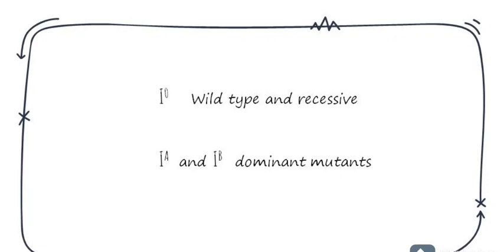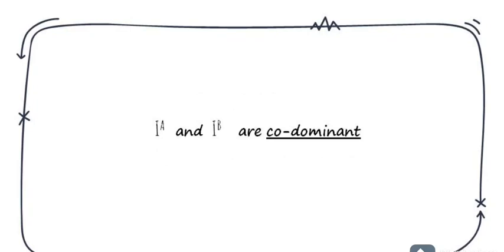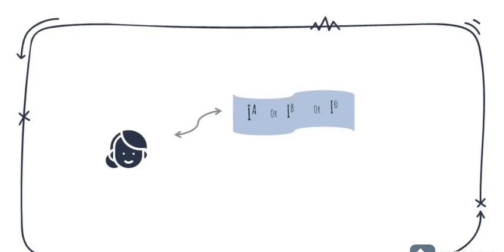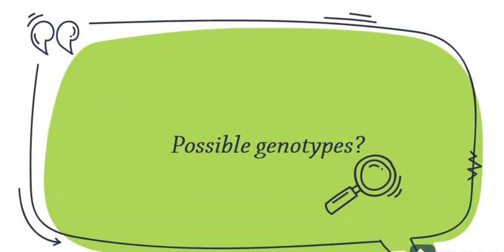Allele IA and IB are its dominant mutants, and both of them are codominant, which means these alleles do not show a dominant-recessive relationship and are able to express themselves independently when present together. Human beings are diploid, so they will have at least two of the three alleles. Now let us look at all the possible combinations of these alleles.